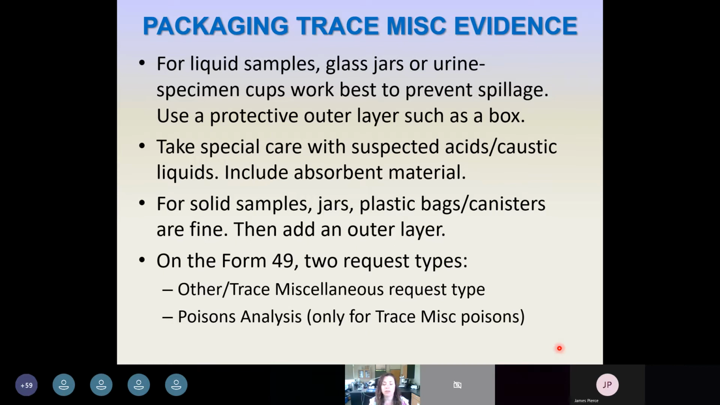On the Form 49, there are 2 requests for the fill-in type digital copies, and that's usually the other/trace miscellaneous request type, and that's going to be pretty much for most things except poison. So if we're looking for a specific toxin, that would go under a poison analysis. And again, Chris had walked through if it's pre-ingested, then that in a controlled substance would go to our drug chemistry section. If you're dealing with any sort of biological liquid, that would go to our tox section. And really, if you're ever in doubt, you're very nice and you can call us and we will help you.